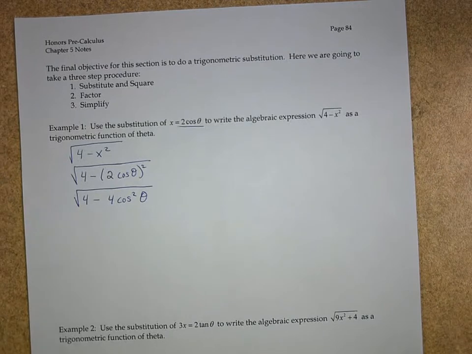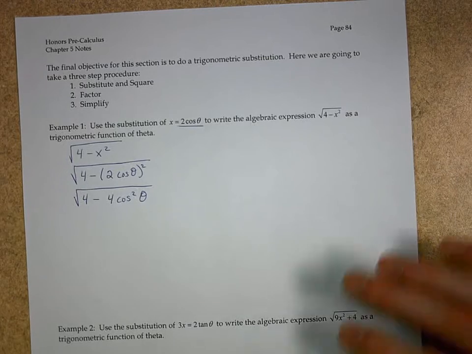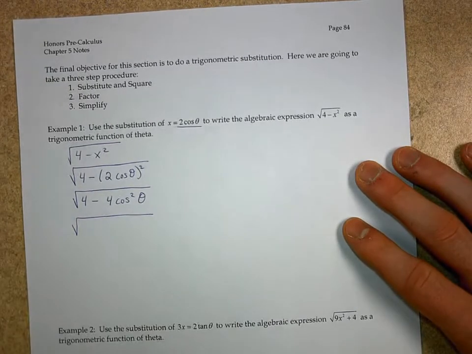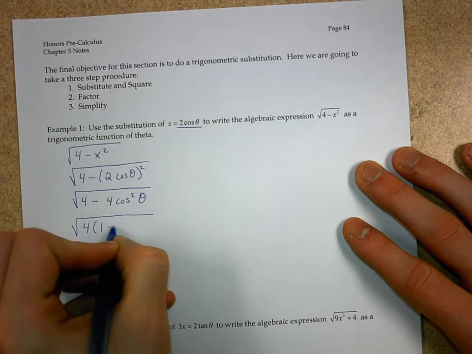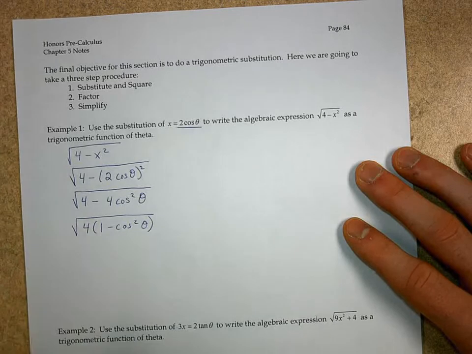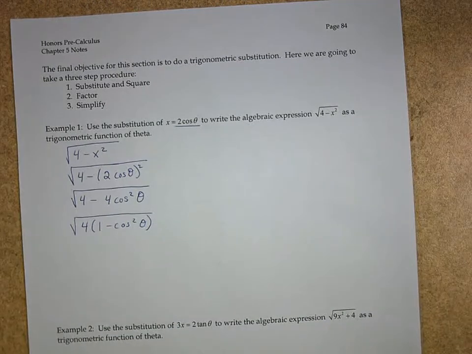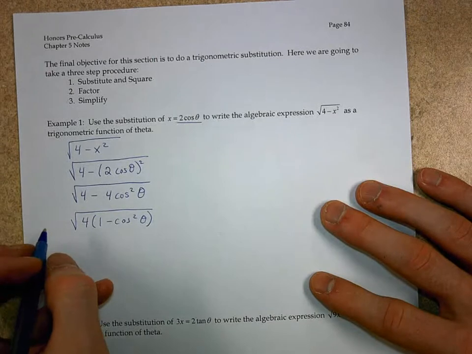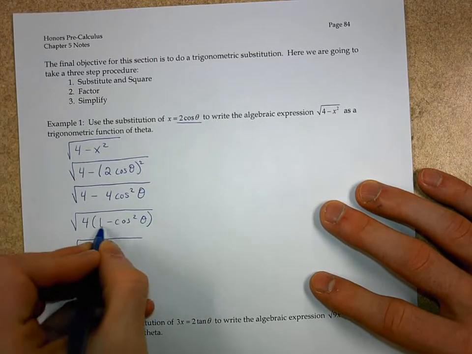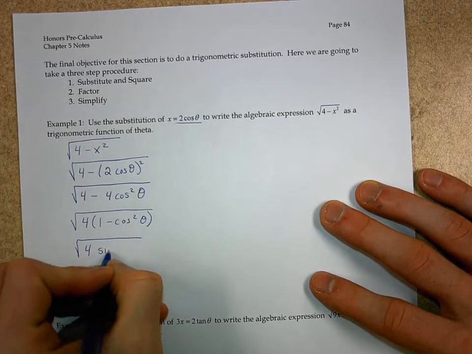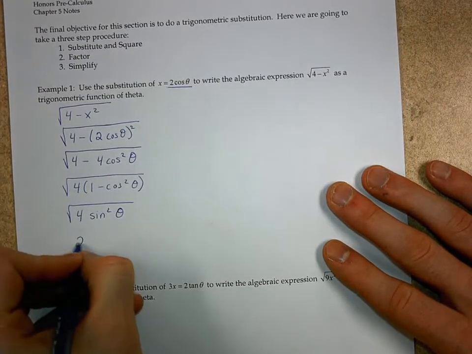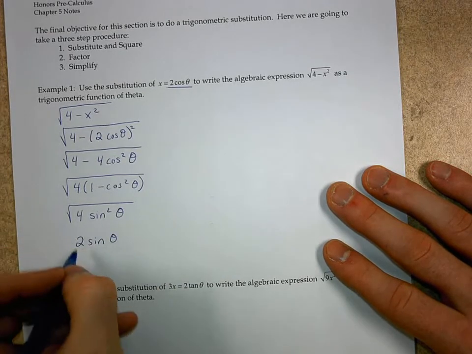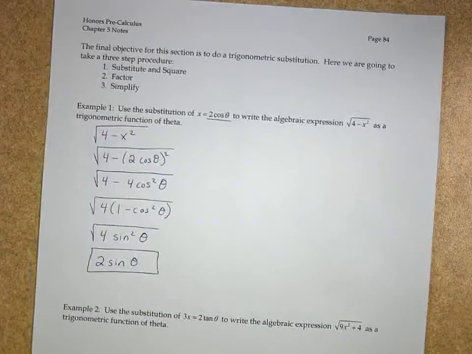So 2 cosine theta quantity squared is 4 cosine squared theta. The second step is I'm going to factor. So within my square root, what can I pull out? Well, in this case, I can factor out a 4, which then leaves me 1 minus cosine squared of theta. And then I can simplify. 1 minus cosine squared of theta is the same thing as sine squared of theta, and then taking the square roots to both pieces, we're going to get a 2 sine theta.